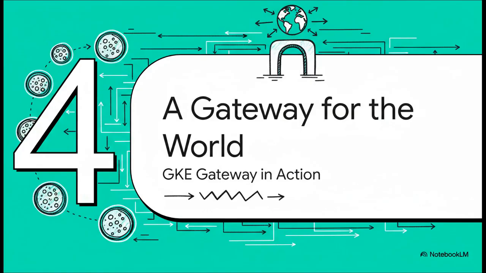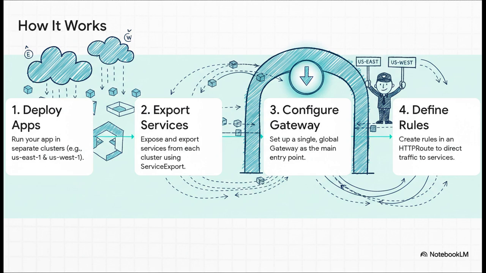So let's look at a real-world example of how this is actually done. We're going to check out a technology from Google Kubernetes Engine, or GKE, called the Multi-Cluster Gateway. It was designed to solve this exact problem. How do you manage traffic to an application that's literally spread all over the map? Here's the simplified version of how it works.